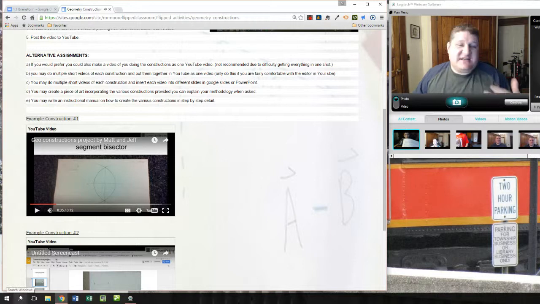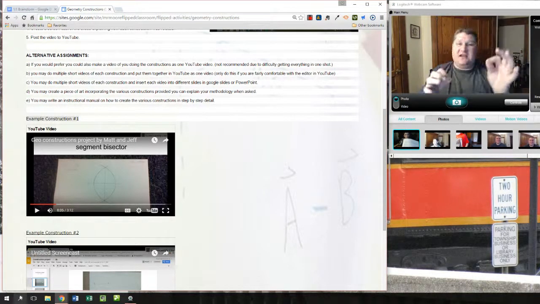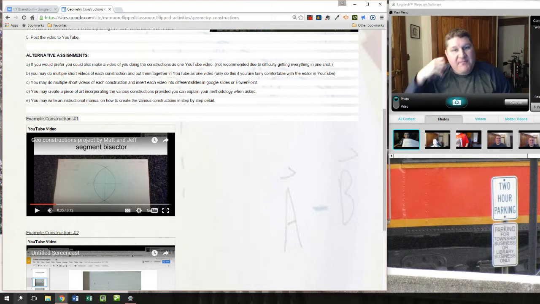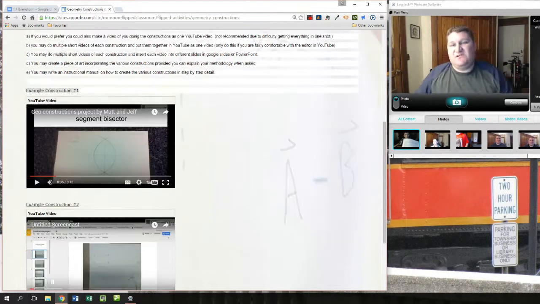Now, I did have another one, and this one actually shows their hands doing the drawing, and I really like that one the best. But for some kids, that's a bit intimidating to actually have to do it live and get it all right. It takes a little practice. So again, there's different ways to do it.